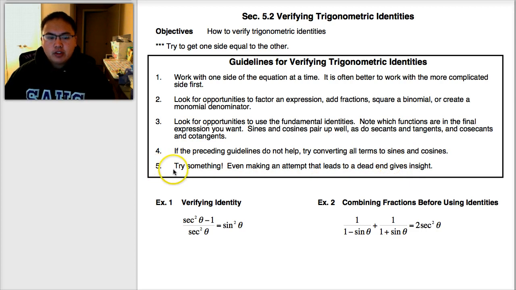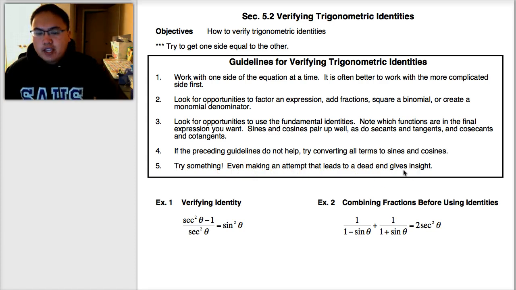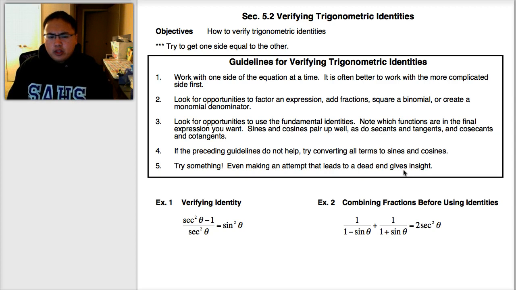Then number 5 is one of those I-give-up-all-hope methods. Try something, even an attempt that leads to a dead end gives insight. So a lot of these problems, even for myself, I can't get right the first time. There's also more than one way to solve this, so how I solve it may be way different than the way you solve it versus somebody else. So don't give up. Even trying anything will get you to where you need to be.